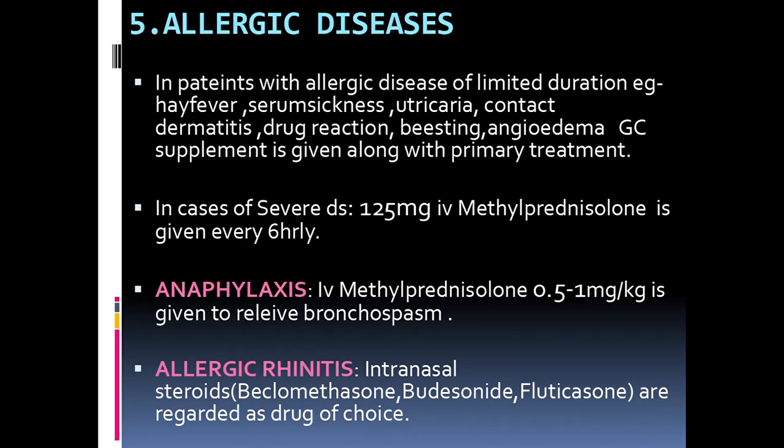In case of anaphylaxis, IV methylprednisolone 0.5 to 1 mg per kg is given to relieve bronchospasm. Then in allergic rhinitis, intranasal steroids, beclomethasone, budesonide, fluticasone are regarded as drug of choice.